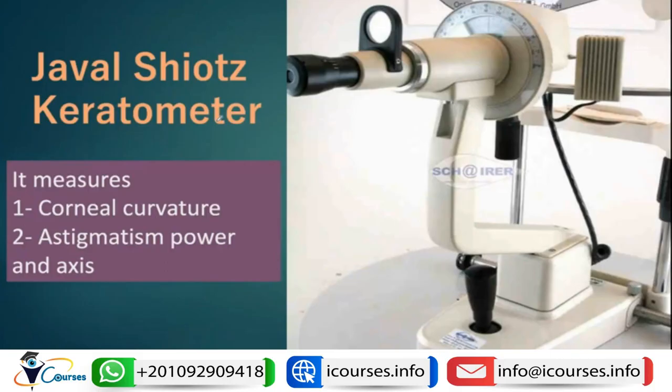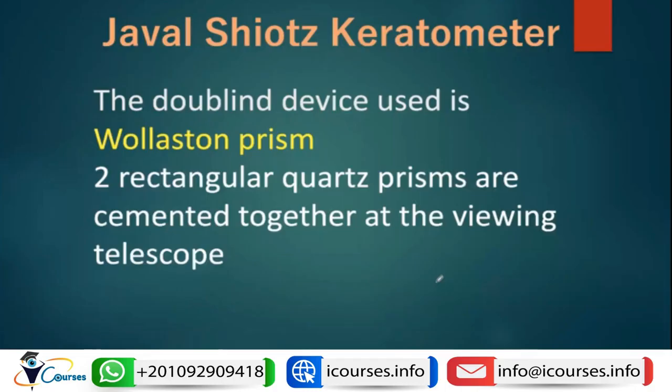Then we have another device which is called the Javal-Schiotz keratometer. The Javal-Schiotz keratometer, like any keratometer, will measure the corneal curvature and the astigmatism power. Here the examiner puts his eyes, and here is the scale that will give the power of the cornea and the radius of curvature. And there will be a device here, and another device on the other side. They will project mires over the cornea, and we will know their role now. So the Javal-Schiotz keratometer has a doubling device.